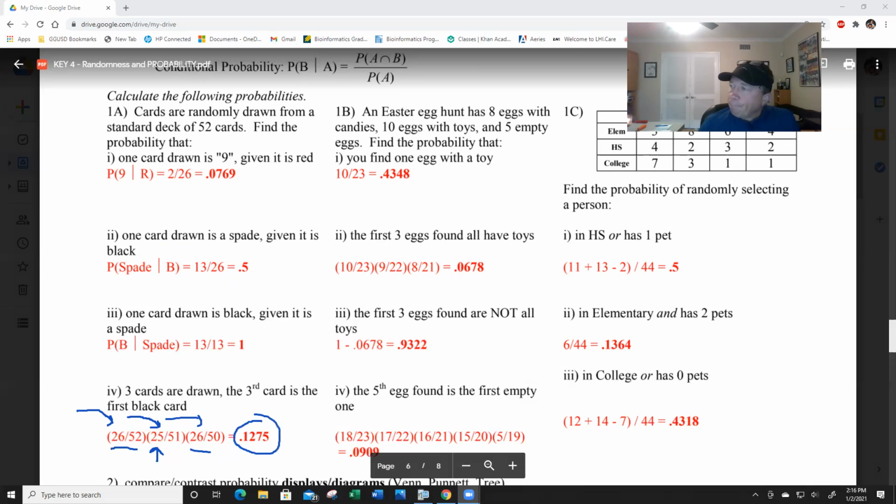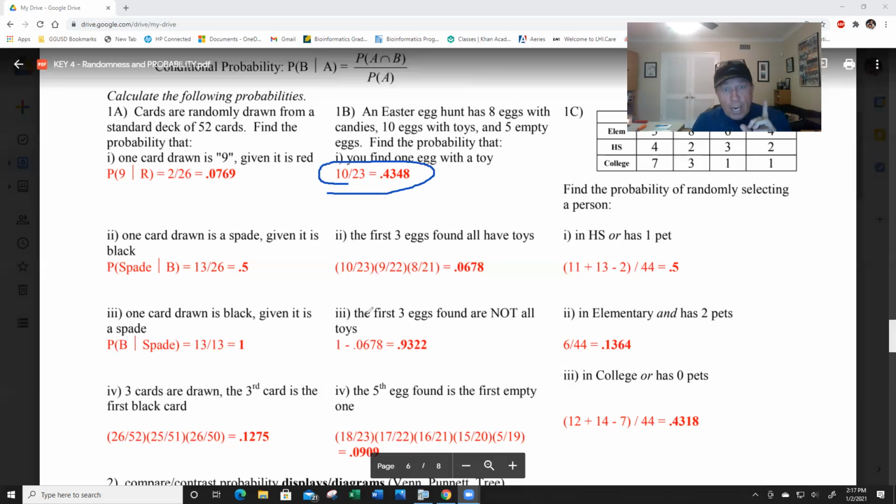All right, good. An Easter egg hunt has 8 eggs with candies, 10 eggs with toys, and 5 empty eggs. Find the probability that you pick one egg with a toy. Okay. So toys. All right. So there are 23 total. So that one's pretty simple. Nothing really conditional about that. But the next one, the first 3 eggs all have toys. Okay.